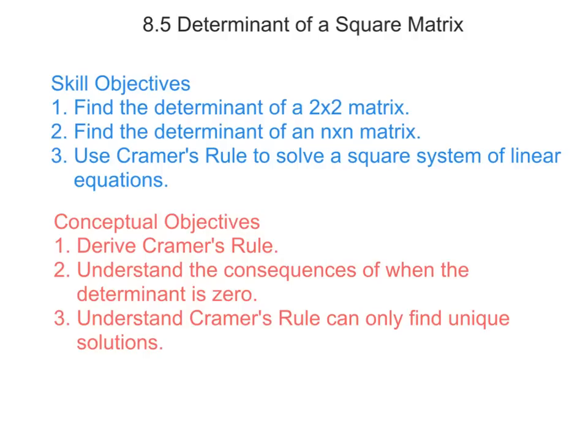The conceptual objectives on this one. Number 1 is the derivation of Cramer's rule. Where does it come from? Number 2, understand the consequences of when the determinant is 0. And number 3, understand Cramer's rule can only find unique solutions.